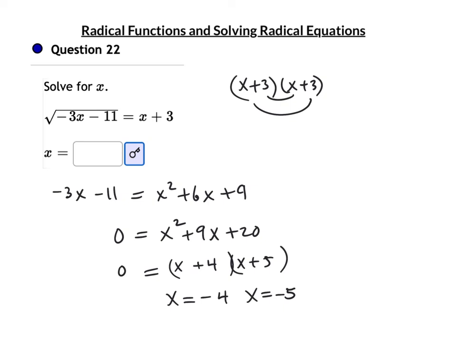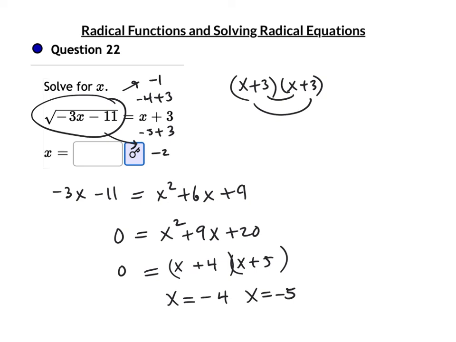Remember what I warned you about. Plugging in -4, -4 plus 3 is -1. This square root will never be equal to -1. And the same thing happens with -5. -5 plus 3 is -2, and we can't have a square root equal to -2. The square root is always going to be positive.